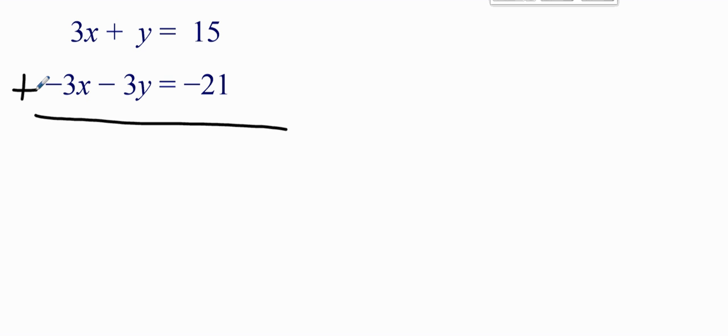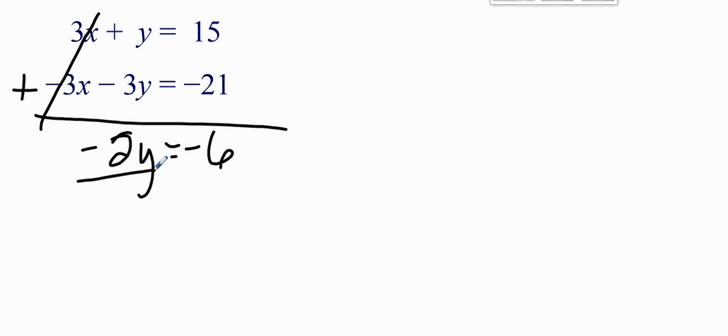3x plus negative 3x is 0, so I'm just going to cross that out. So now I just take y plus negative 3y, so that's going to be negative 2y equals 15 plus negative 21, which is negative 6. I solve for y, divide both sides by negative 2. Y is going to give me 3.